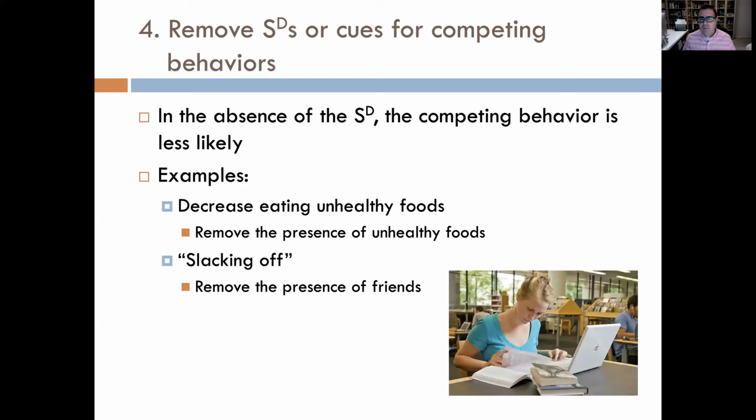How about slacking off? Remove the presence of friends. So go somewhere else, because your friends are discriminative stimuli for making jokes. When you make jokes, your friends laugh. When you talk about sports, your friends pay attention. When you talk about your boyfriend or your girlfriend, your friends give you some attention. So your friends reinforce behaviors other than studying. Therefore, in their presence, you're more likely to talk about things that are unrelated to studying. So, just don't be around your friends, because when you're around your friends, you're not going to study. You're going to slack off. That's what they're discriminative for.